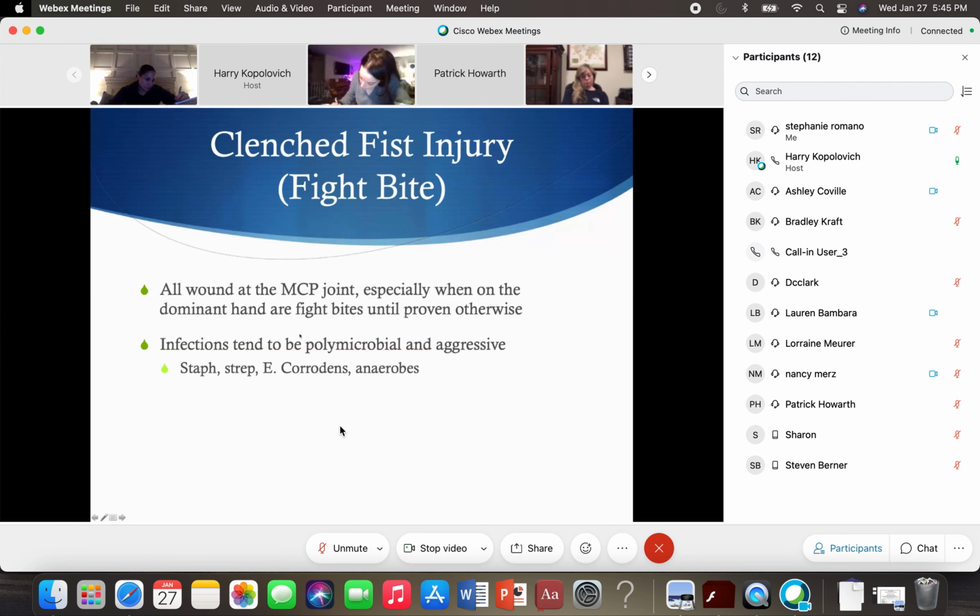The infections tend to be polymicrobial, especially when it's a fight bite, because of all the nasty bacteria that humans have in their mouth. And you want an antibiotic that takes care of staph, strep, Eikenella corrodens, and fusiform bacteria, as well as the anaerobes.